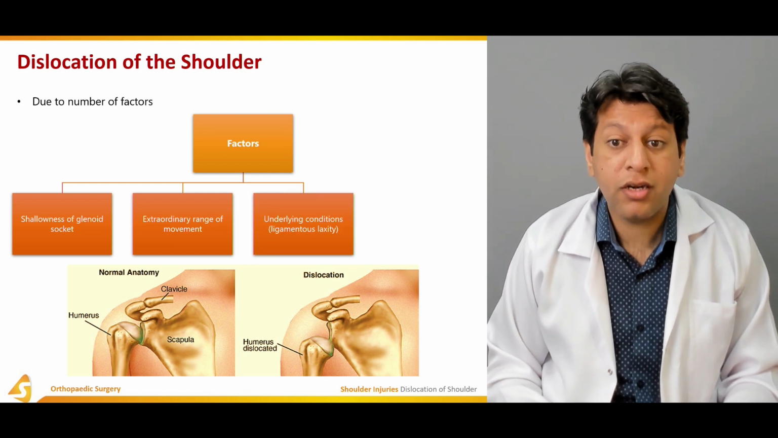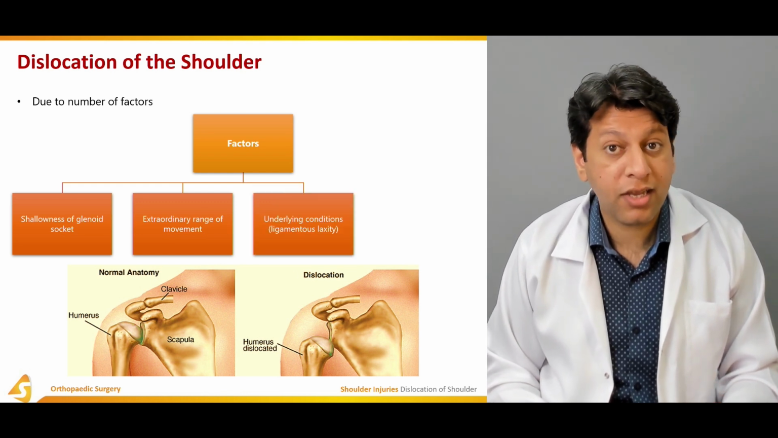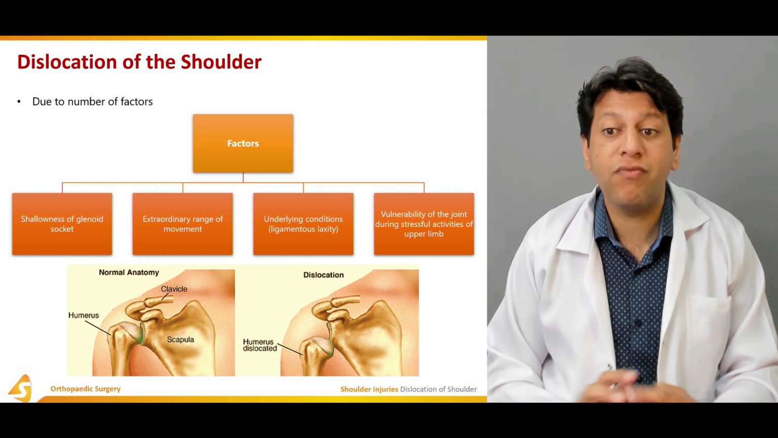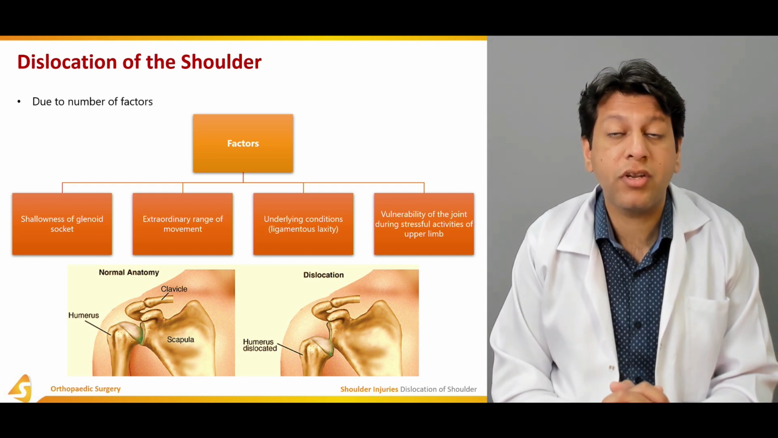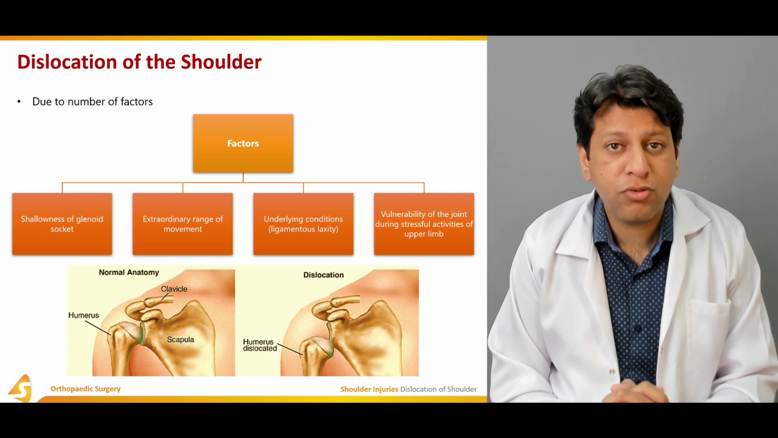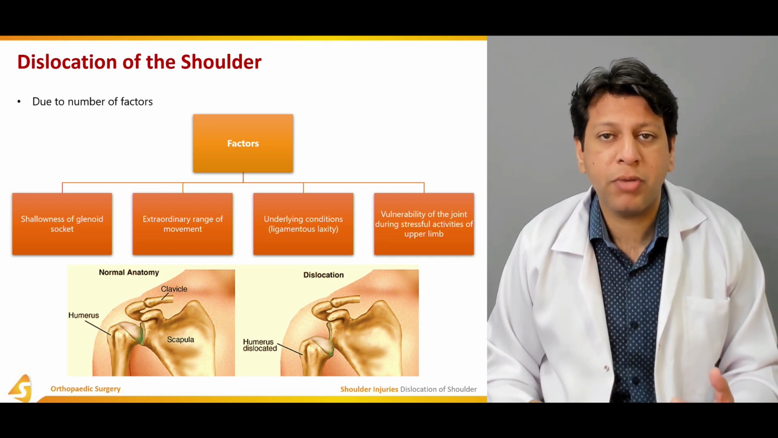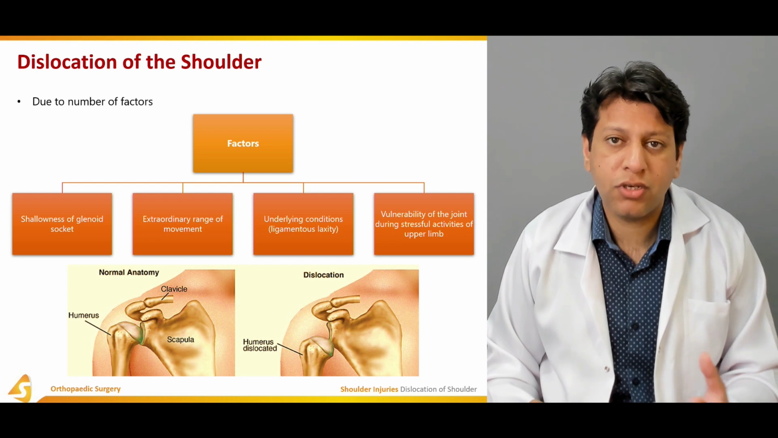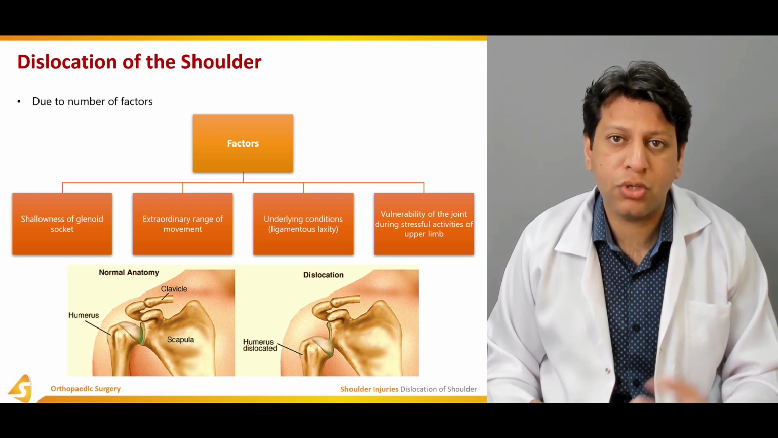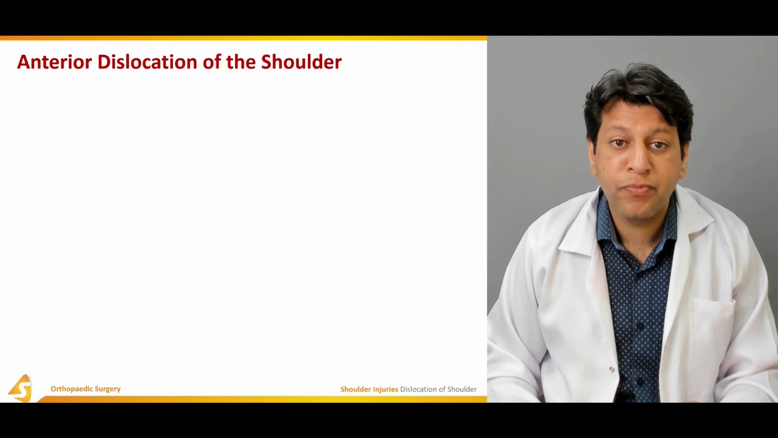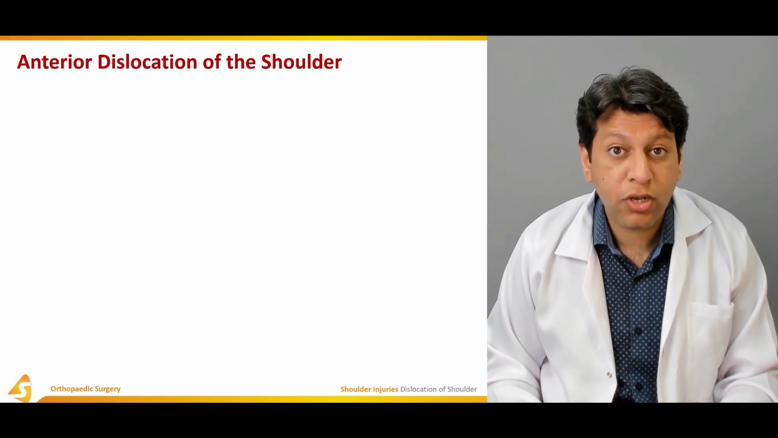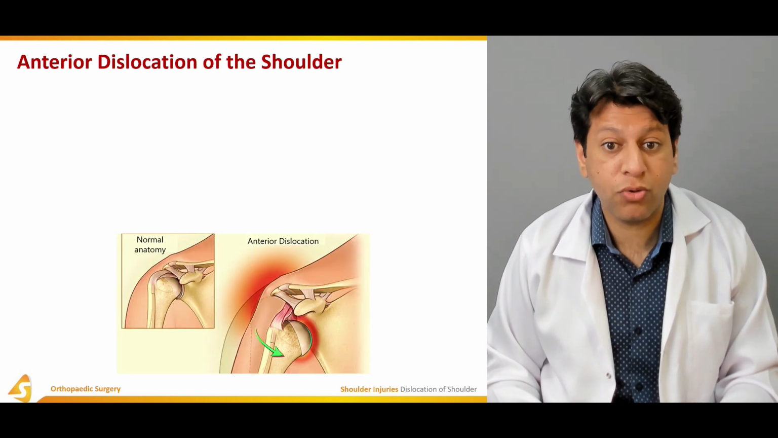Underlying conditions such as ligamentous laxity are also one of the causes, as is vulnerability of the joint during stressful activities of the upper limb. Sometimes the cause could be simply traumatic as well. There could be so much force acting on it, which could dislocate the head either anteriorly, posteriorly, or inferiorly. Now coming to the most common dislocation of the shoulder, the anterior dislocation.